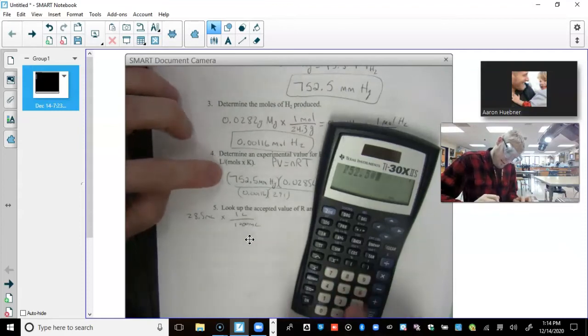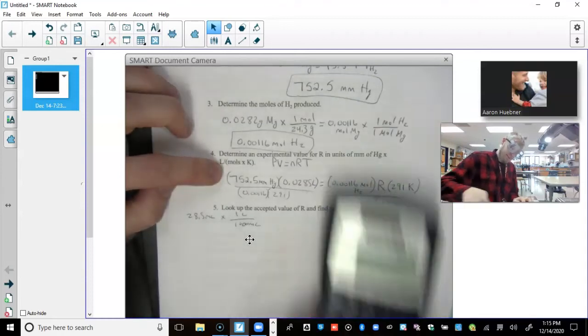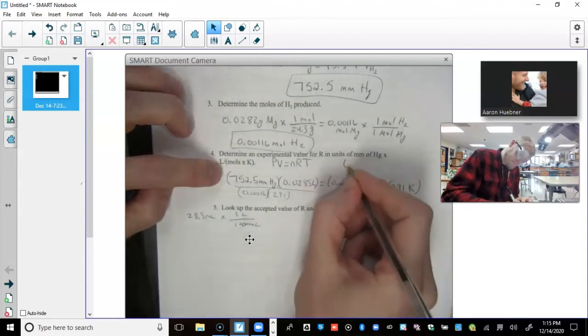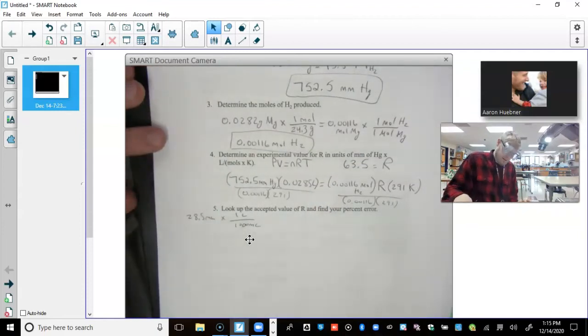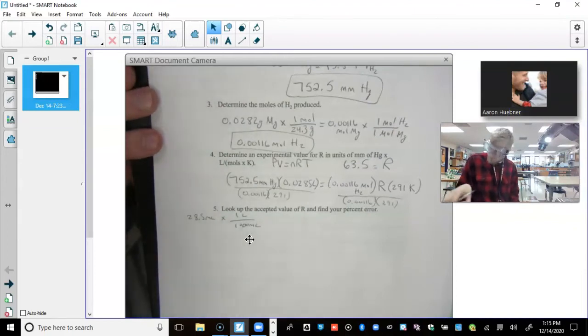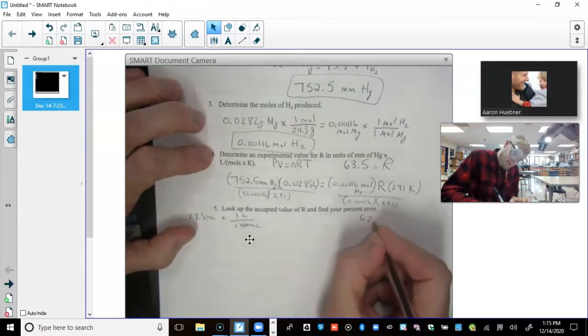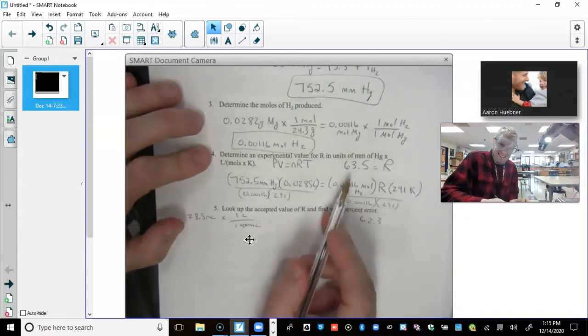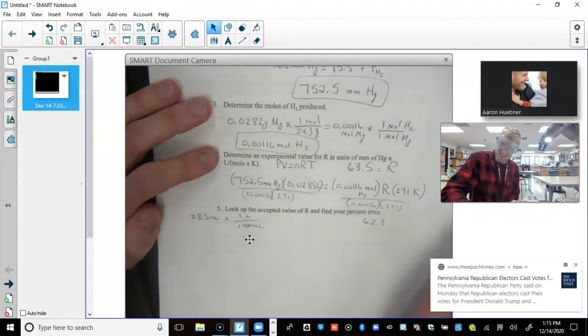752.5 times 0.0285 divided by 0.00116 divided by 291. Looks like 63.5 is our R. And wait a minute, that's looking really close. 62.3 is our accepted value. And we got 63.5. Who got this data? Oh my gosh. They're good.